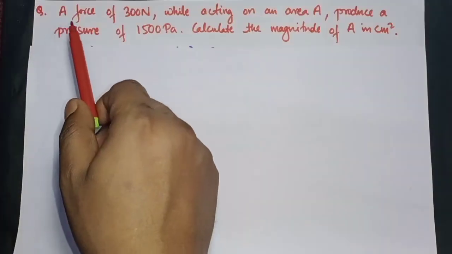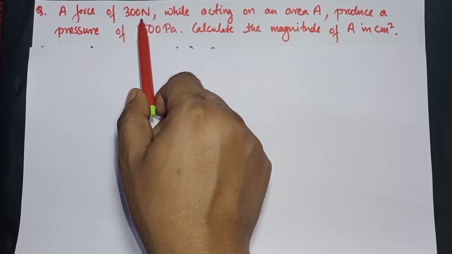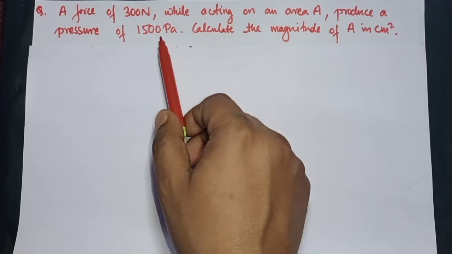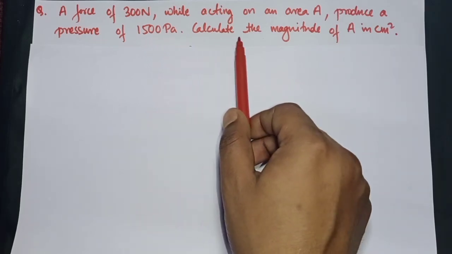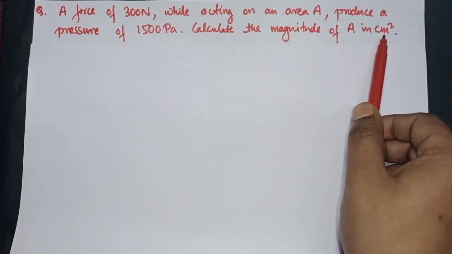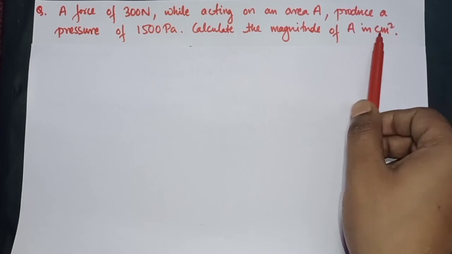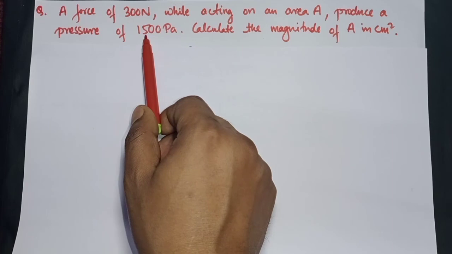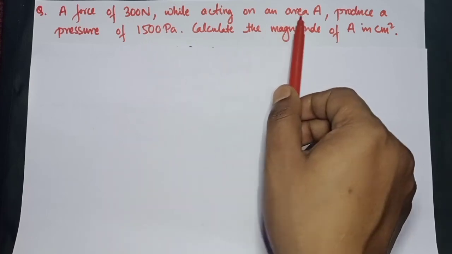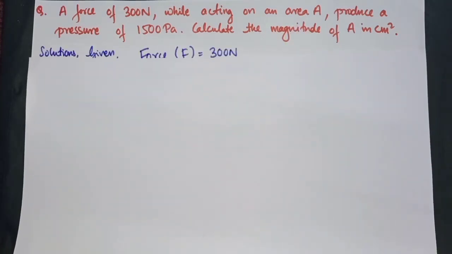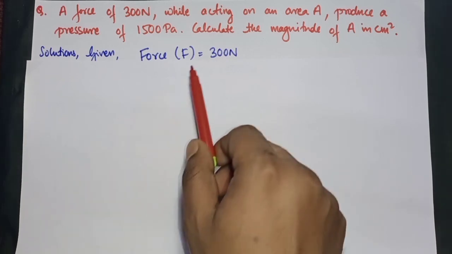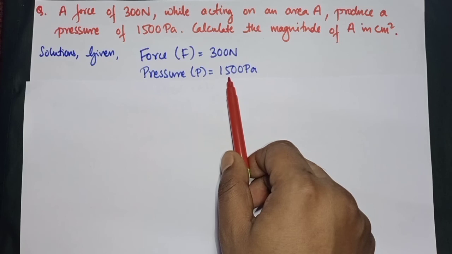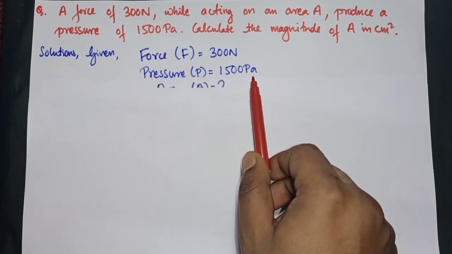They have given us a force of 300 Newton acting on an area, area is A, and it produces a pressure of 1500 Pascal. Calculate the magnitude of A in centimeter square. Centimeter square means we are finding in CGS system. Okay, so force is given 300 Newton, pressure is given 1500 Pascal, and we have to find the area. So obviously we have to do solution given. Force equals 300 Newton, pressure equals 1500 Pascal, and we have to find the area.